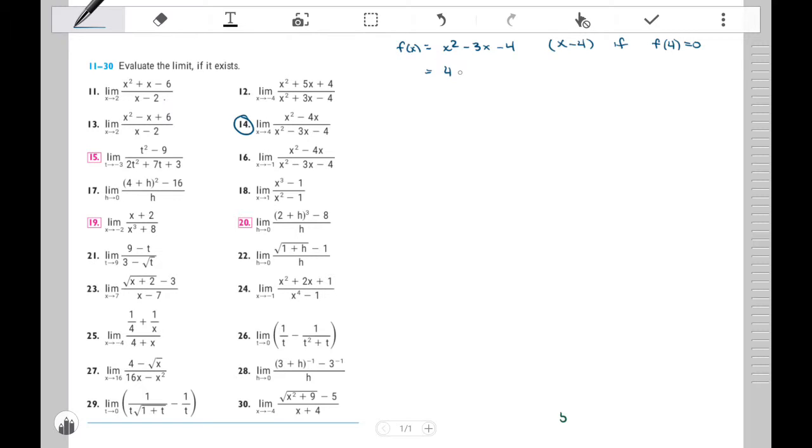Subbing in 4, we have 4 squared minus 3 times 4 minus 4. This is the math that we did to see that we did get a math error, but just showing it out with work this time. Here we can see that is 0. That means that x minus 4 is a factor. Using synthetic division, we're trying to divide this polynomial by x minus 4.